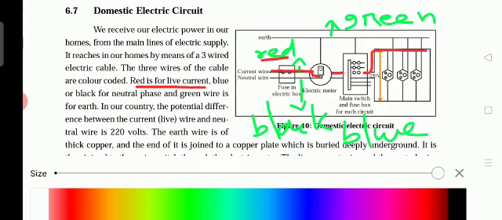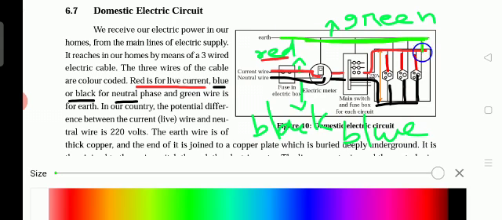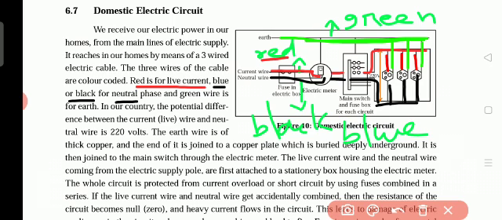The next one, blue or black, is for the neutral. So this wire we call the neutral wire. Connecting like this, it is the neutral wire. Then, another one we see here: this is the neutral wire, this is the red, and the next one is the green color from the earth. It is connected to this one. The current wire brings the electric supply from the pole, from the main, to our house, and the neutral wire is in black or blue color.